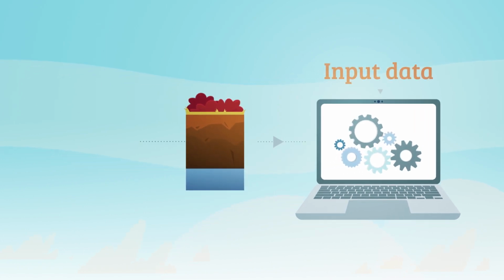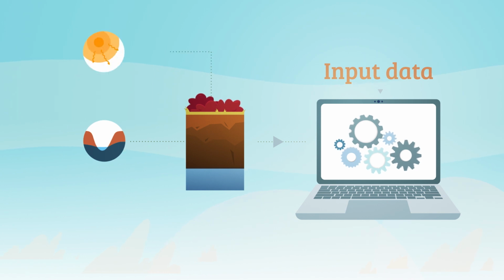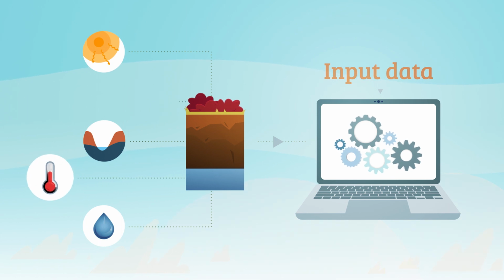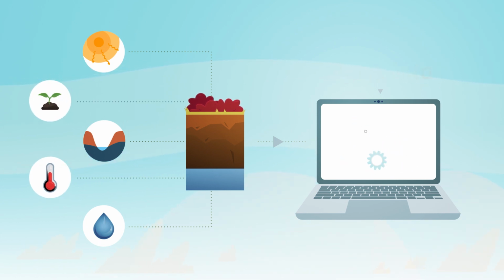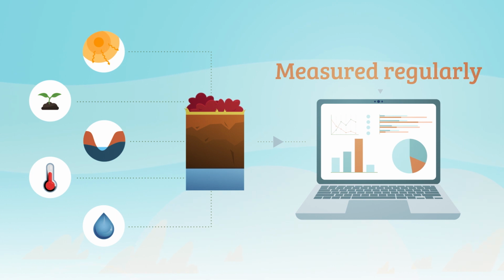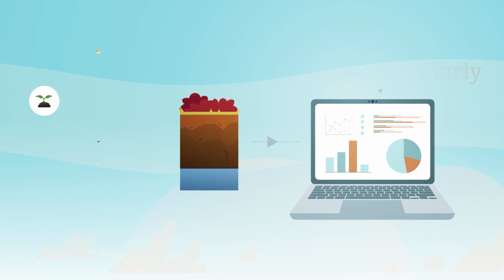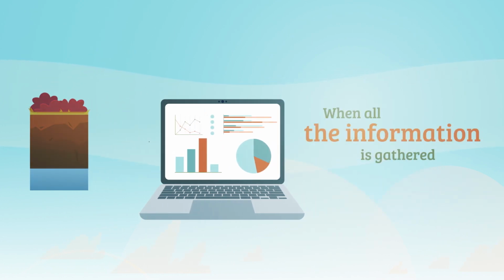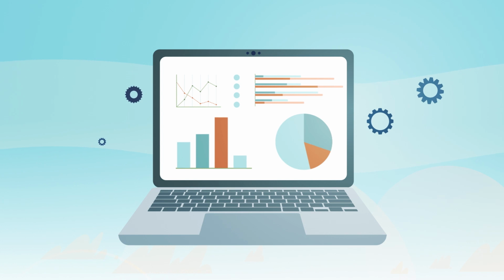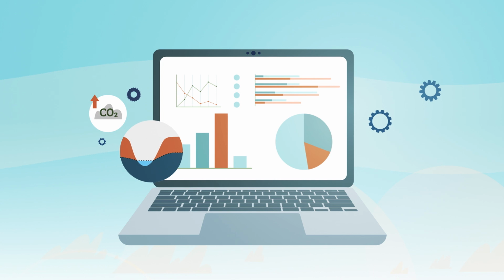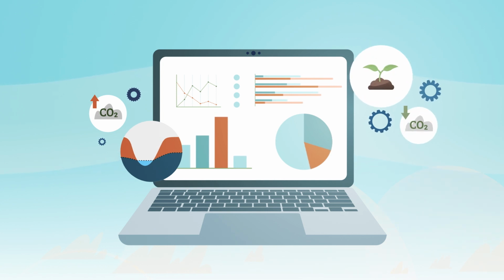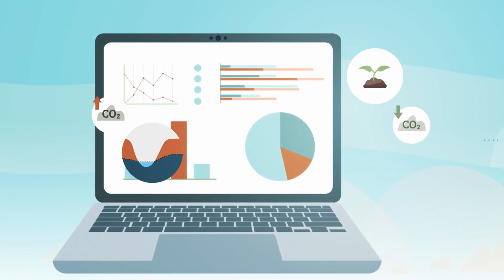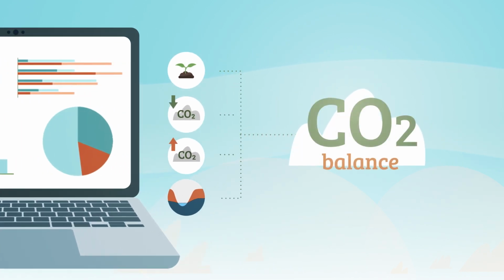To use this model, we need to know the water table depth, solar radiation or sunlight energy, rainfall, air temperature, and vegetation type. It's important they're measured regularly along the year, so we can represent how the peatland changes seasonally. When all the information is gathered, the computer model uses its smart calculations for simulating the carbon emitted using the water table depth and the carbon stored by the peatland vegetation. The outcome is a calculation of the carbon balance.